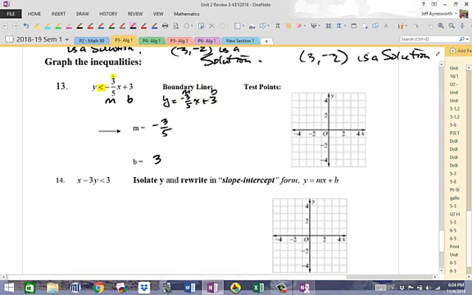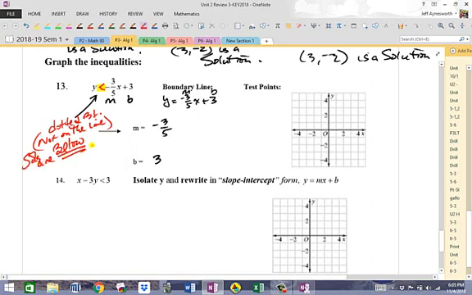And just so you know, all right, you can predict, okay, this is less than, so this is going to be a dotted boundary line, which means the solutions are not on the boundary line, okay? And it's also going to be below. Solutions are below. Solutions are below.